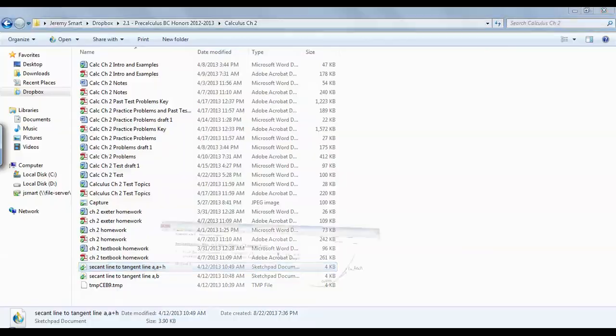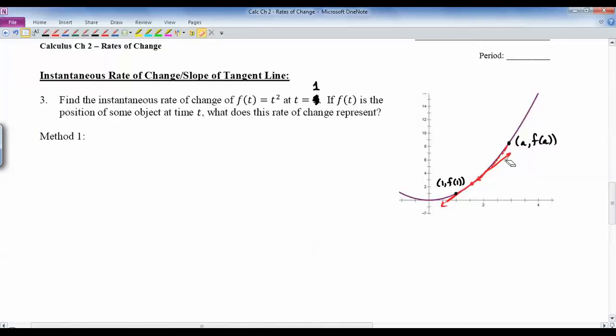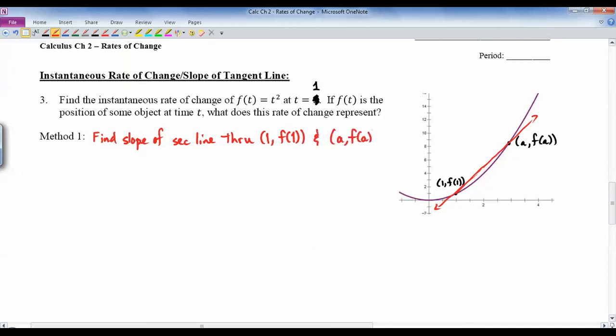Okay, so let's go back and figure out how to do that on this diagram. Again, the idea is you pick a point that's kind of far away, not too far away though, something reasonably close, and we're going to figure out what the slope of that secant line is. So the method is: find the slope of the secant line through 1, f of 1 and some other point, a, f of a.